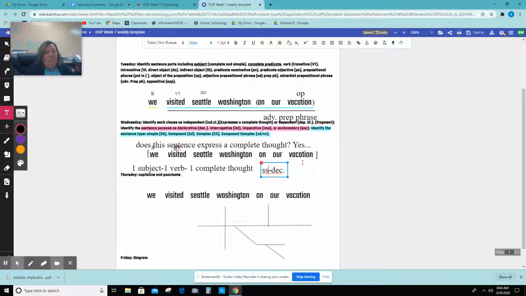Now, one simple sentence gives us what type of clause? Independent clause. So your answer for today is independent clause, simple sentence, declarative. Okay?